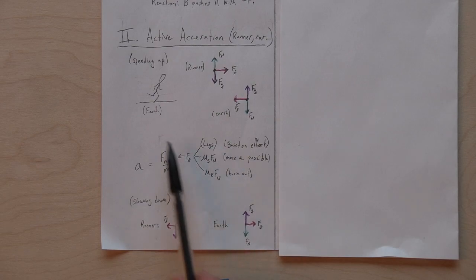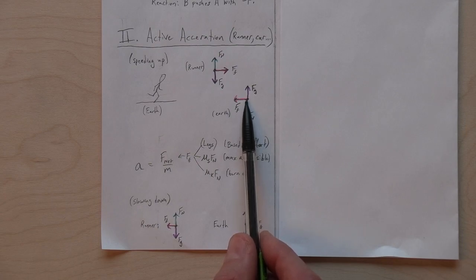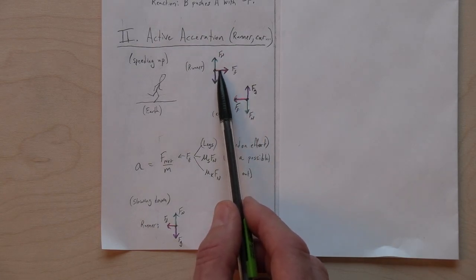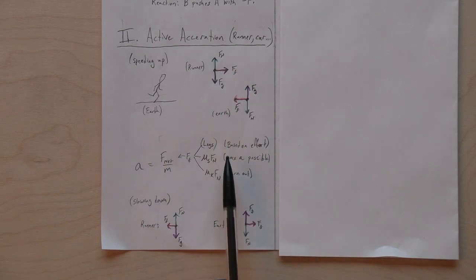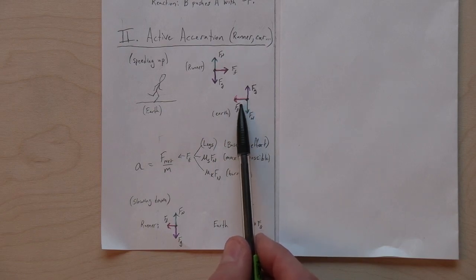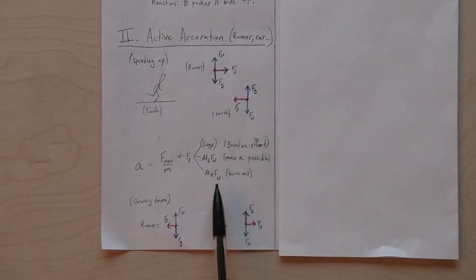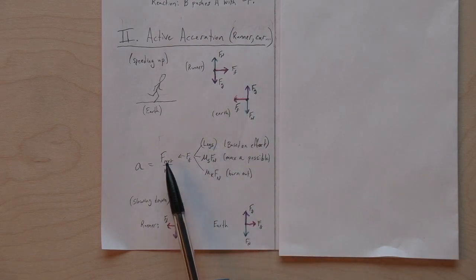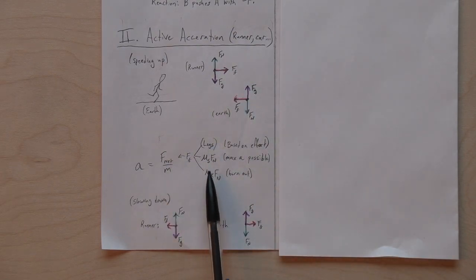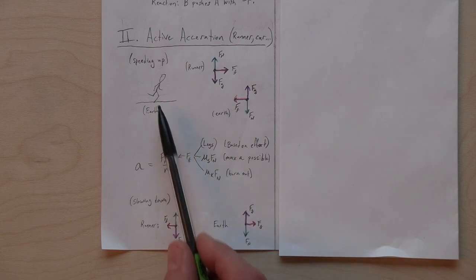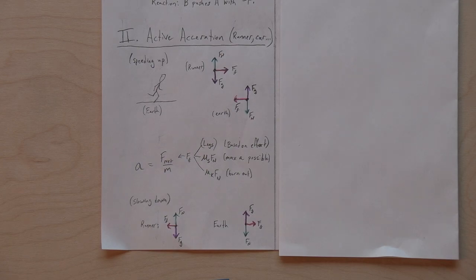So it's based on the effort. If the runner pushes back 100 newtons, they get 100 newtons in the forward direction. Runner works out, gets stronger. Now their legs are able to push 200 newtons. They get 200 back. So that's the effort of the runner. That's what goes in for F net. Or, if you want to know the maximum acceleration possible for the runner or a car or whatever, it's the limit of friction.